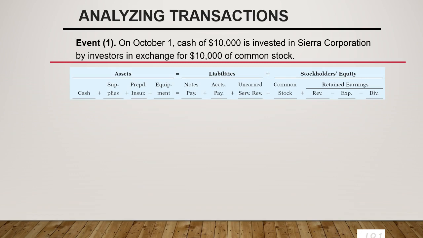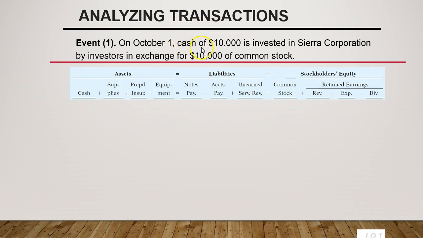You want to first focus on which accounts are involved in this transaction. How were the accounts impacted, meaning did they increase or decrease? And the accounts fall under which section of the accounting equation? Did it impact asset accounts, liability accounts, or stockholders' equity?